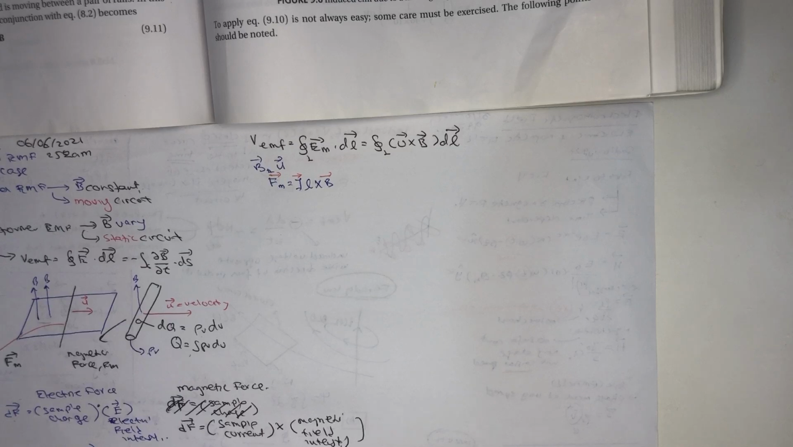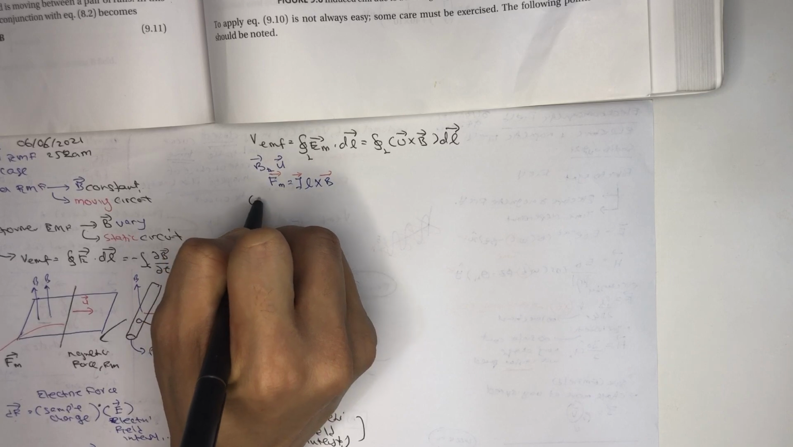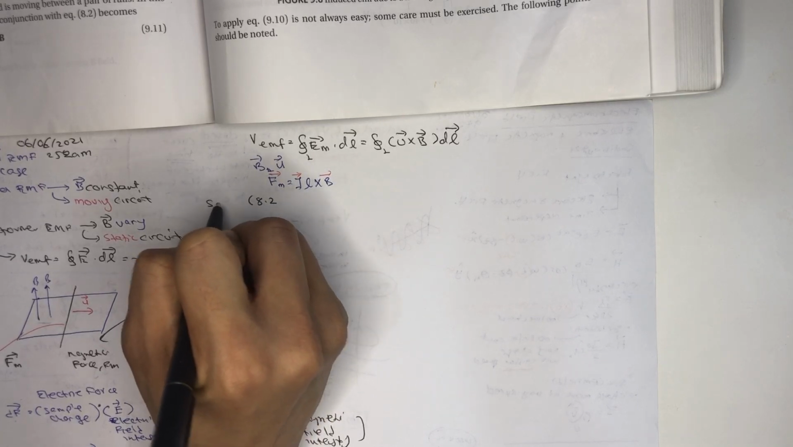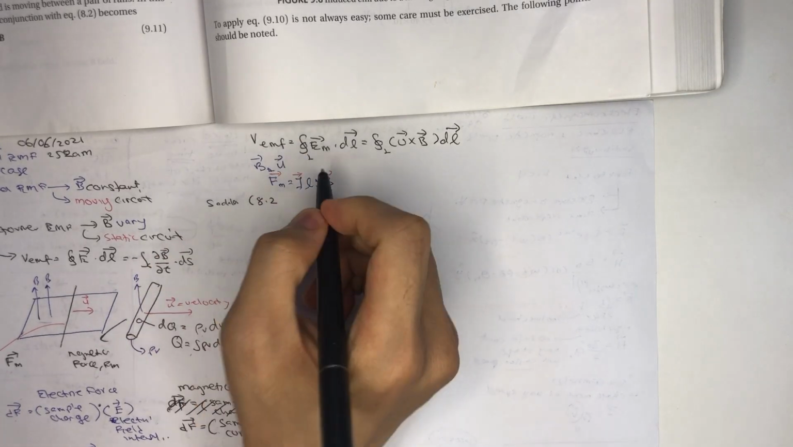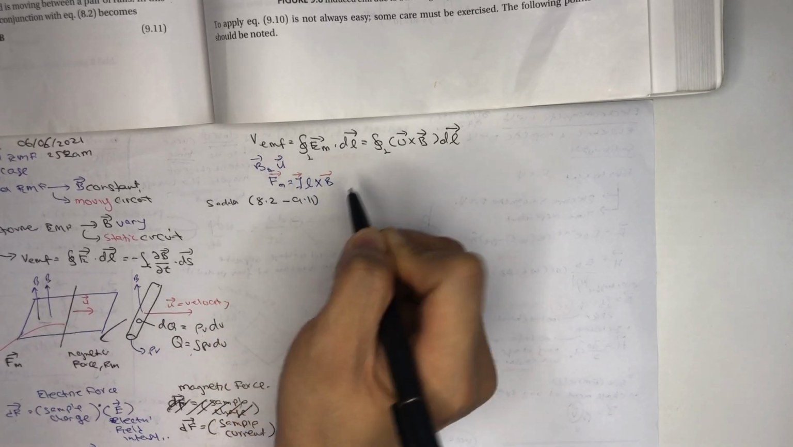Okay, so far so good. You can see, right? I think you can also see from the Sadiko book, the equation that I'm discussing is actually from 8.2, Sadiko is 8.2 until 9.11, equations involved.